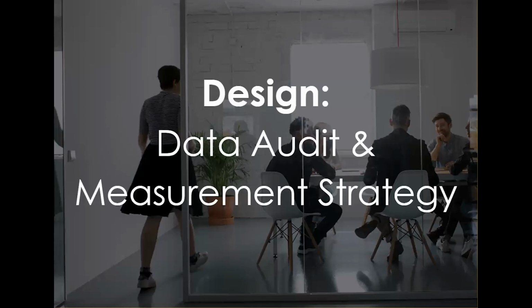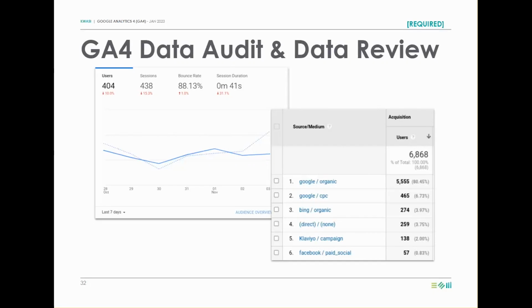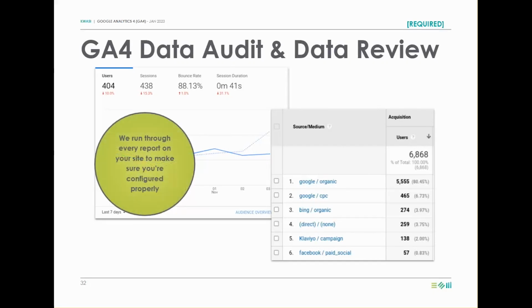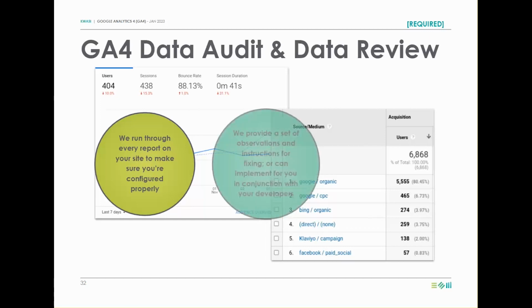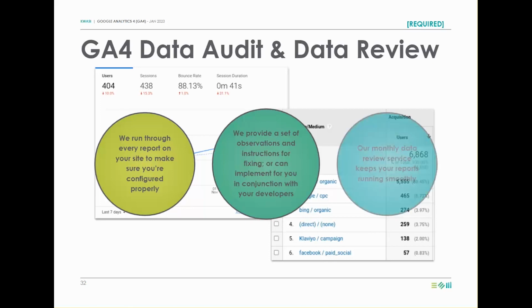This is the design component. If a deployment is standard, we'll take care of this for you. If it's bespoke, we'll do it in conjunction with you. So what exactly are we designing? As part of our data audit and data review, we'll deep dive into the data you've got inside Universal Analytics and run through every report on your site to make sure you're configured properly. We'll provide a set of observations and instructions for fixing, or of course we can implement these for you in conjunction with your developers. As part of a rollout, we'll review the data monthly to ensure integrity and that everything runs smoothly.